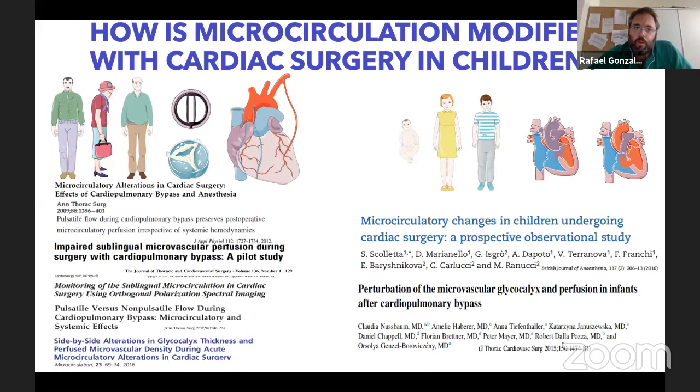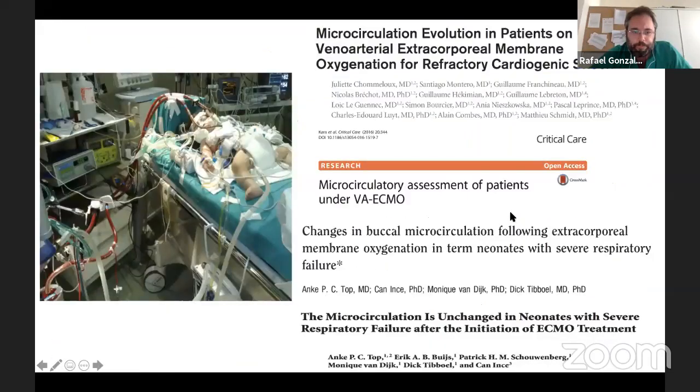Moving on, how is microcirculation modified with cardiac surgery? There are quite a lot of papers talking about how it is modified during cardiac surgery in adults, but this is mainly involving patients with valve replacement or coronary bypass. And there are 2 papers in children which I would like to discuss deeply. There are also some other papers talking about microcirculatory evaluation using videomicroscopy in patients on extracorporeal life support.